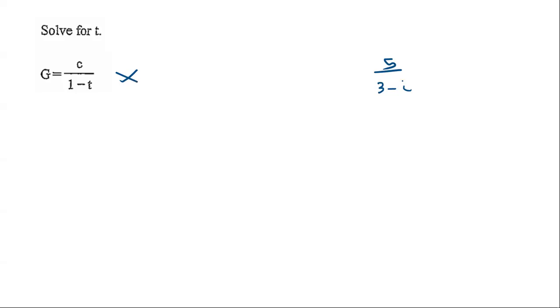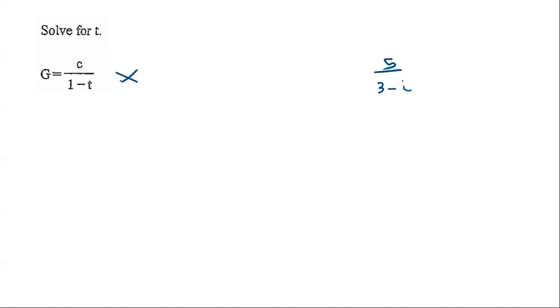Okay. This one here, you're trying to solve for t. So that's the biggest difference. We only do the conjugate in the situation where we are trying to get rid of the i in the denominator. And in this case, we're not trying to do that. We're trying to get t by itself.